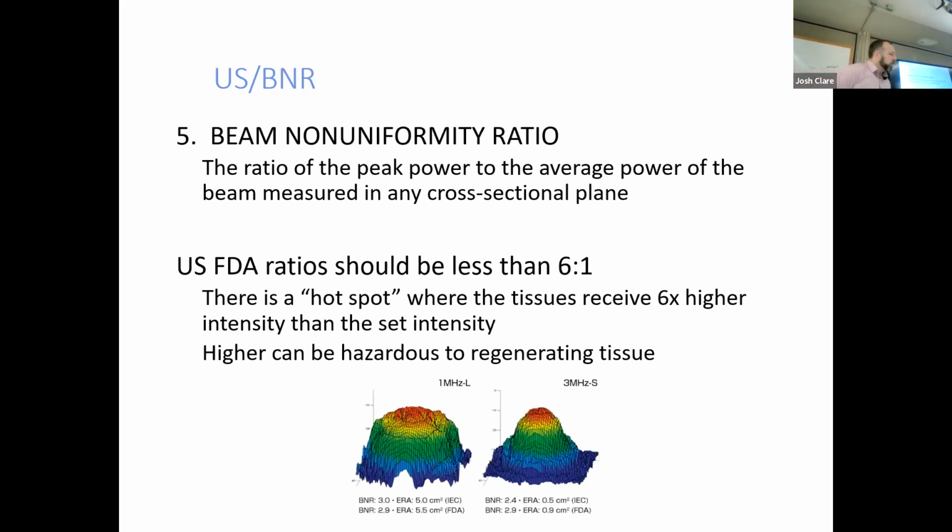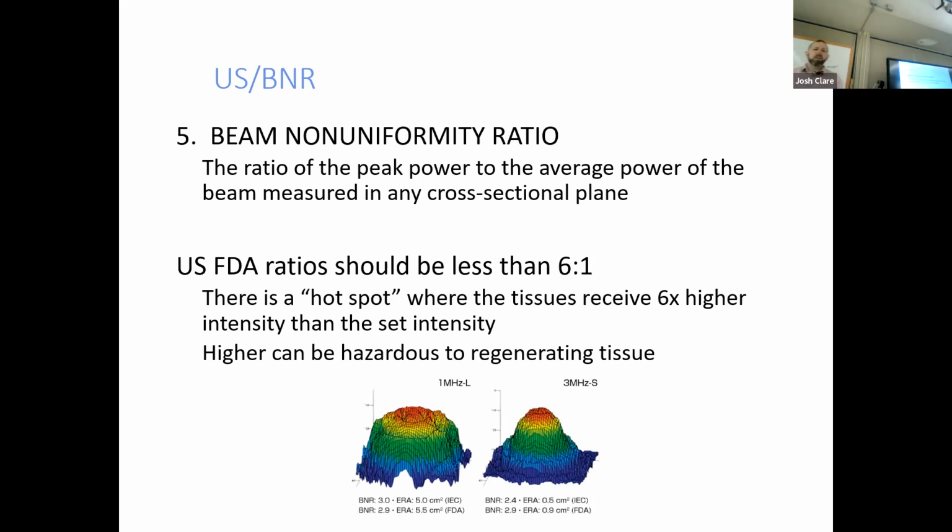Beam non-uniformity ratio. This basically just means that there's not going to be an even spread. So even though the ultrasound heads are flat, it doesn't mean it's delivering the same amount of power evenly throughout the entire area. It's non-uniform. Here's a couple of pictures of the beam non-uniformity ratio.